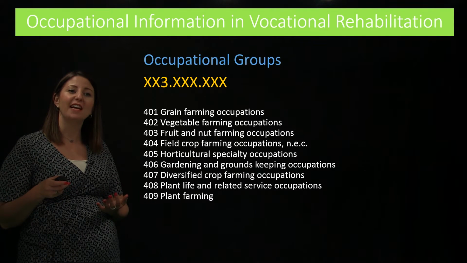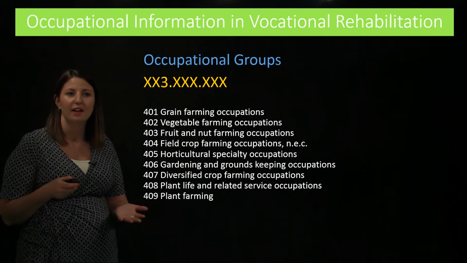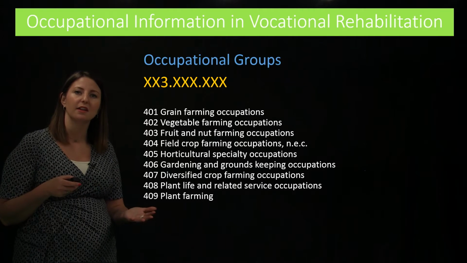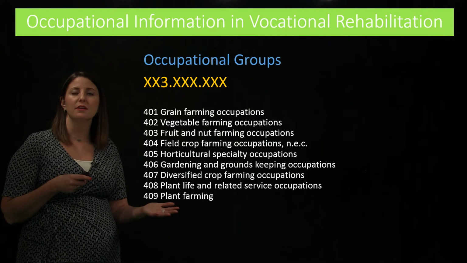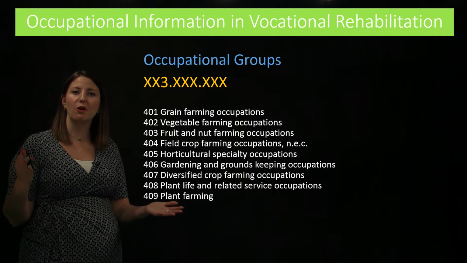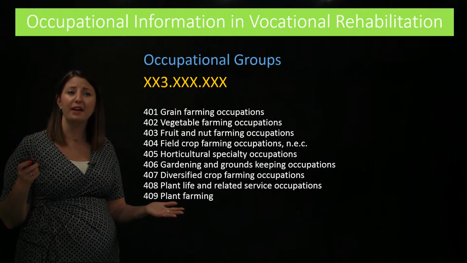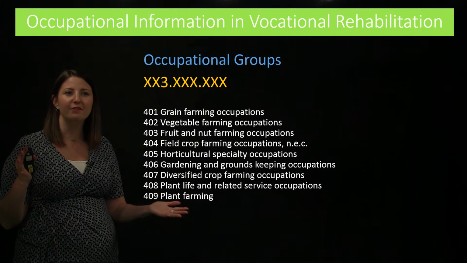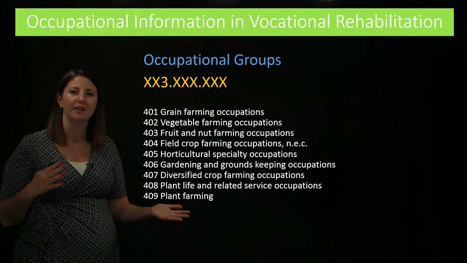And then if I clicked on 0 for the second digit, all of these groups exist. So you could see here that all of these jobs exist for agricultural plant farming, and then under plant farming, there are lots of different plant farmers out there apparently. Grain farming, vegetable farming, fruit and nut farming, field crops, etc.